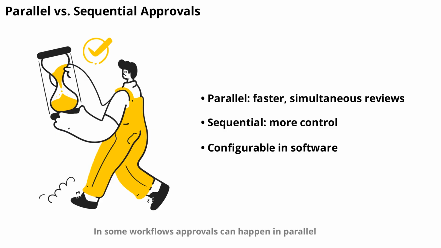In some workflows, approvals can happen in parallel, where multiple people review at the same time. In others, approvals are sequential, with each step depending on the previous one. Decide which approach works best for your team and campaign. Parallel approvals can speed up the process, but sequential approvals provide more control and oversight. Your automation software should allow you to configure both types, depending on your needs.